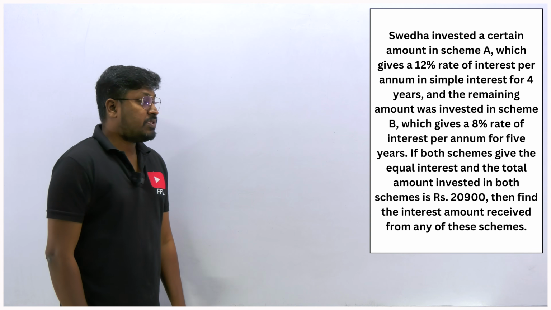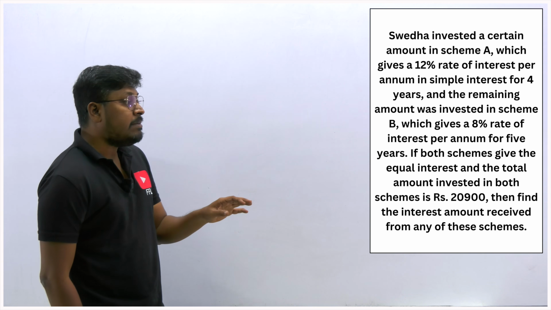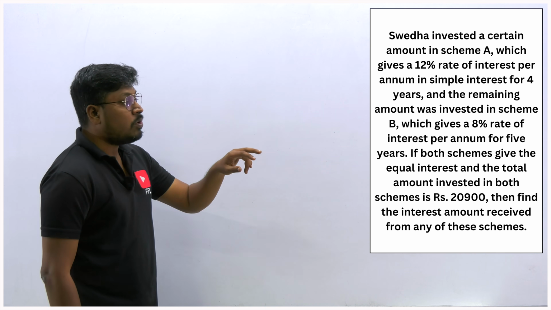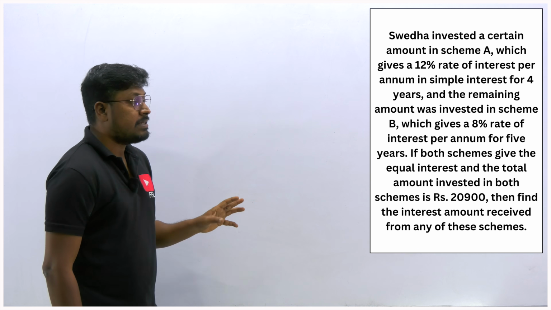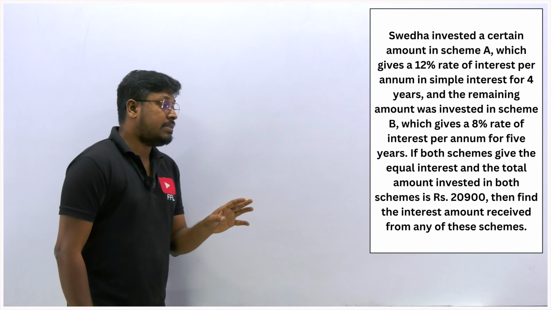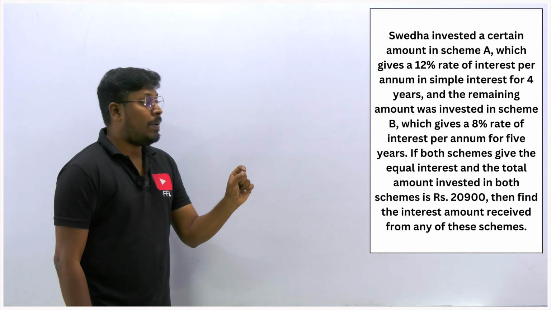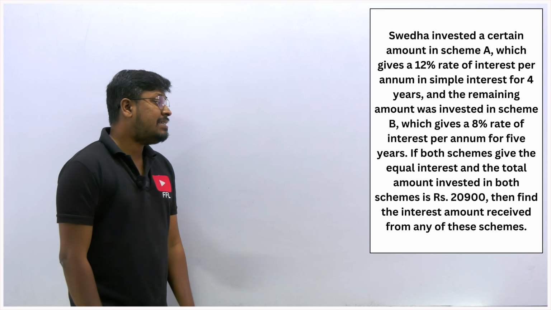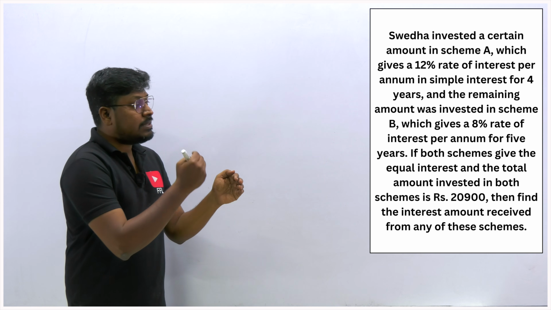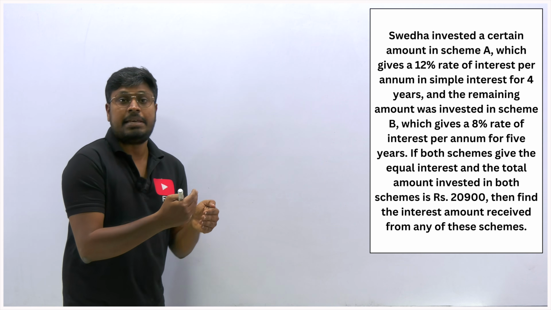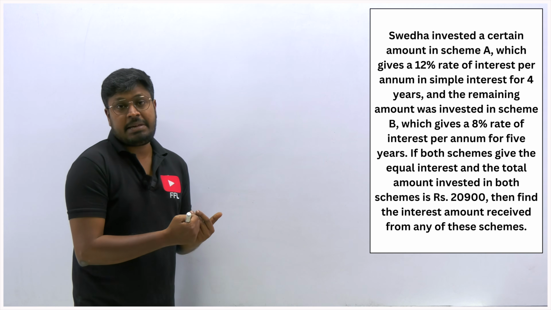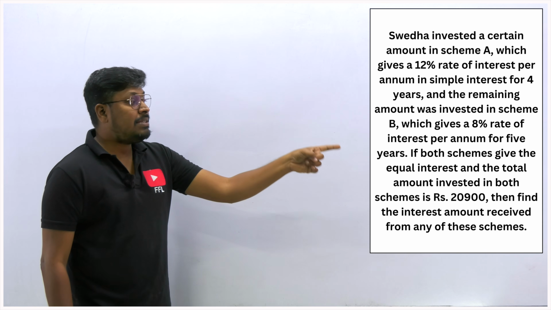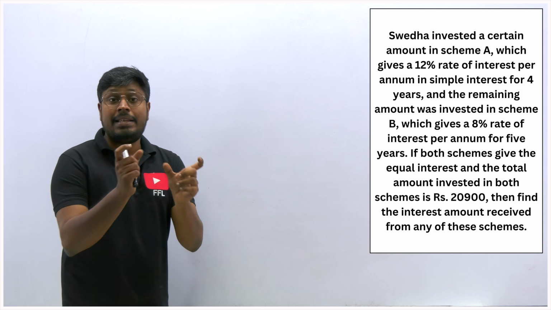Third question. Sweta invested a certain amount in scheme A, which gives 12% rate of interest for 4 years, and the remaining amount was invested in scheme B, which gives 8% rate of interest for 5 years. If both the schemes give equal interest and the total amount in both the schemes is 20,900. Just listen to the question carefully. So Sweta initially invested a certain amount in scheme A, and then the remaining amount in scheme B. And what they are mentioning here is that both the schemes give equal interest, the interest is the same.